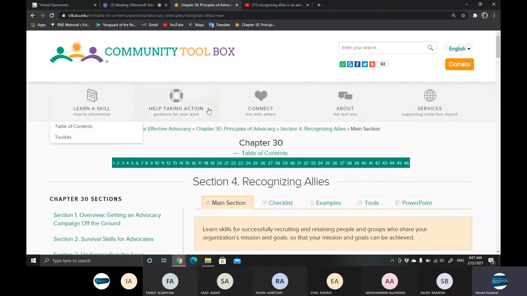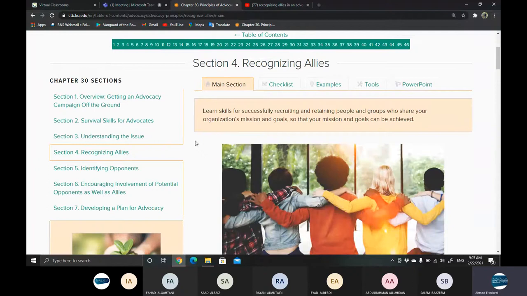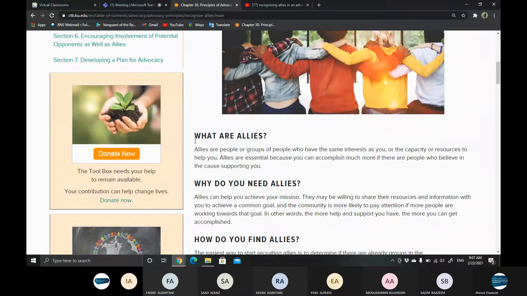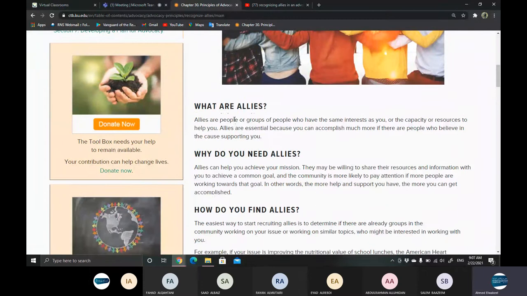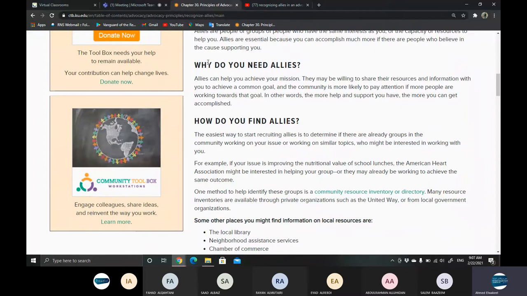So in today's session, we will start speaking about recognizing allies, which is an important point while getting your campaign off the ground. So today we'll speak about what allies are or who your allies are, why we need them, and how we find them.